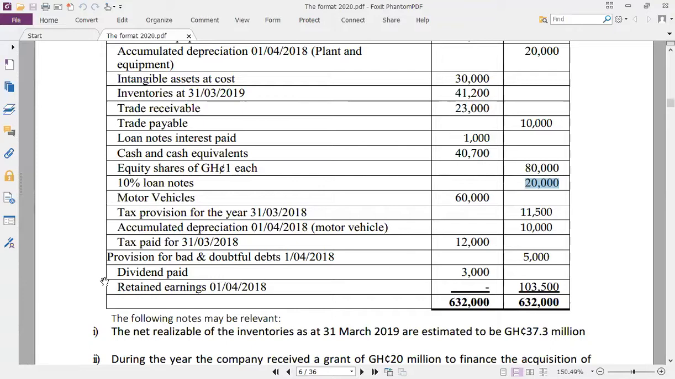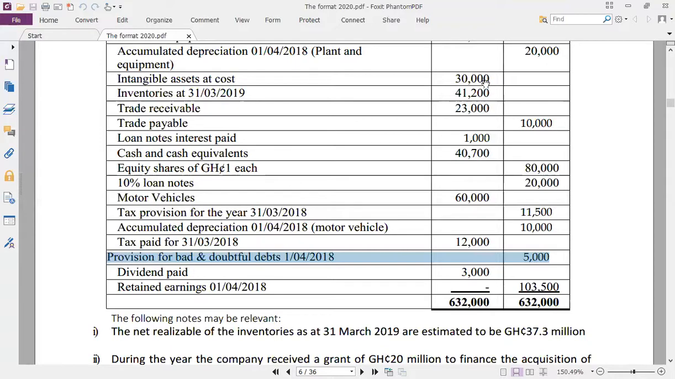Then provision for bad and doubtful debts. For this figure, you subtract from the receivables. The dividend paid will go to equity, to retained earnings. This retained earnings figure is the opening balance. So now we are done scanning through.